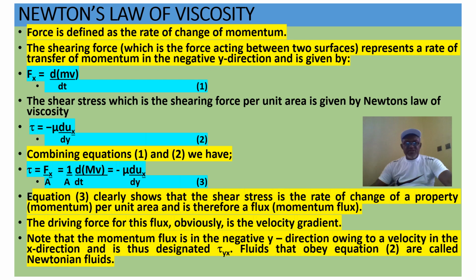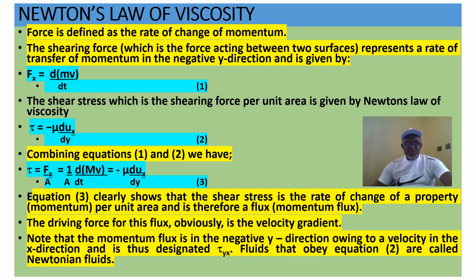Newton's law of viscosity. Of course, force is defined as the rate of change of momentum. So look at our Fx, equation 1, change of momentum with change in time. Remember we said momentum is mass times velocity. So the shear stress, which is the shearing force per unit area, is given by Newton's law of viscosity, which is tau, this kind of T is called tau, equal to minus mu dux over dy.